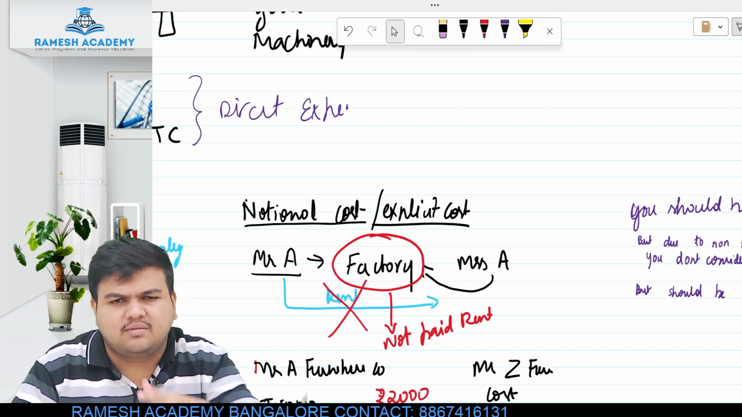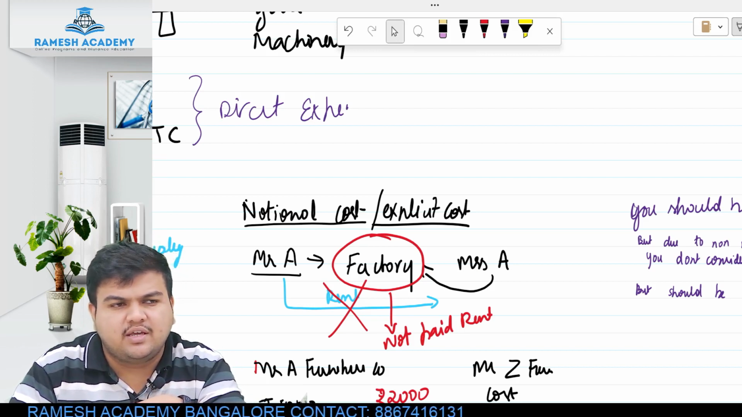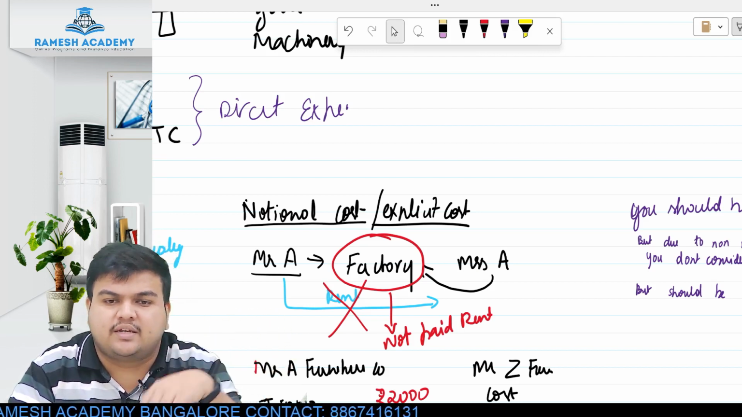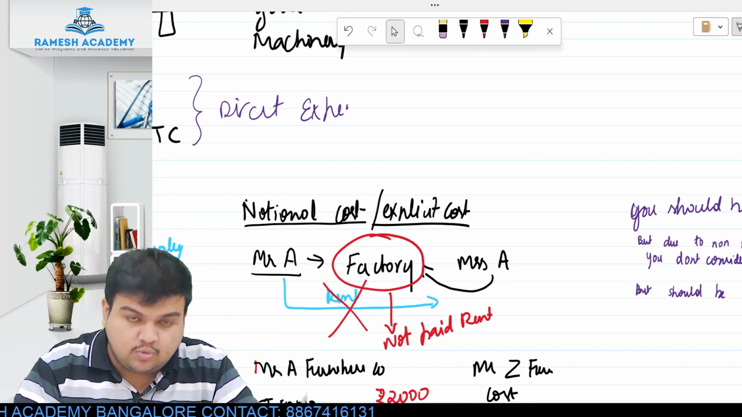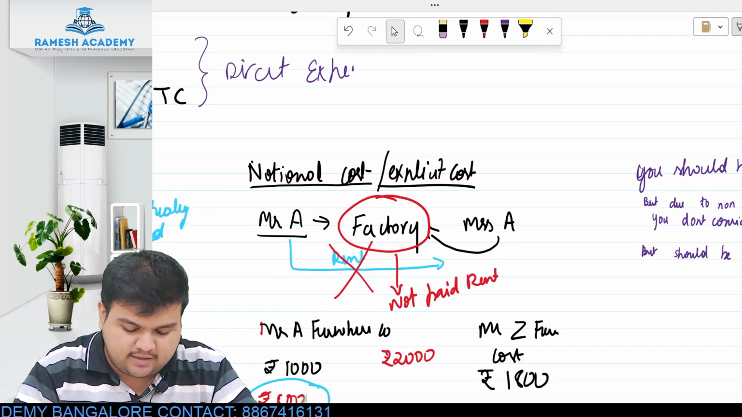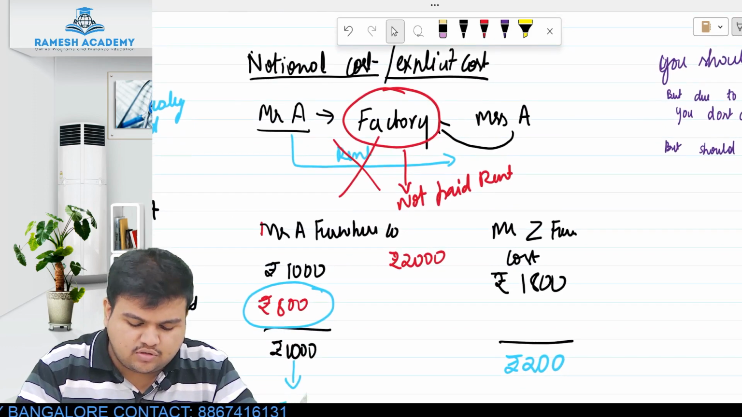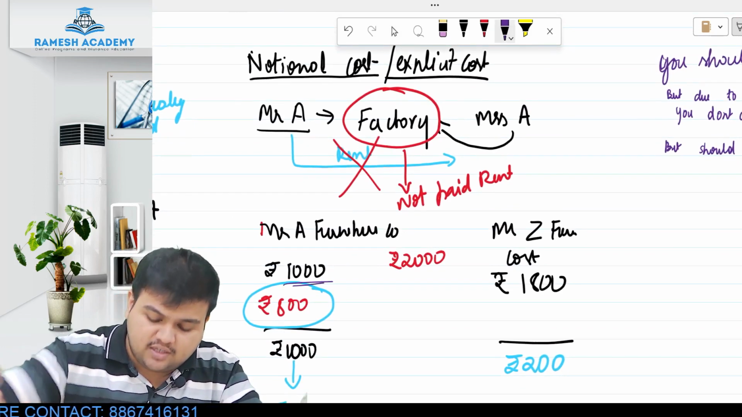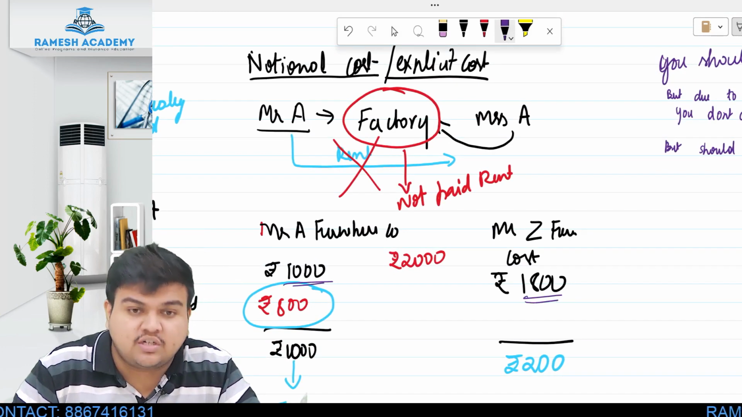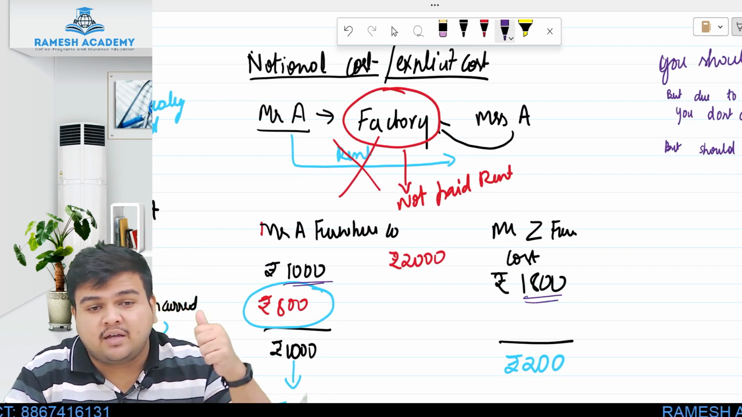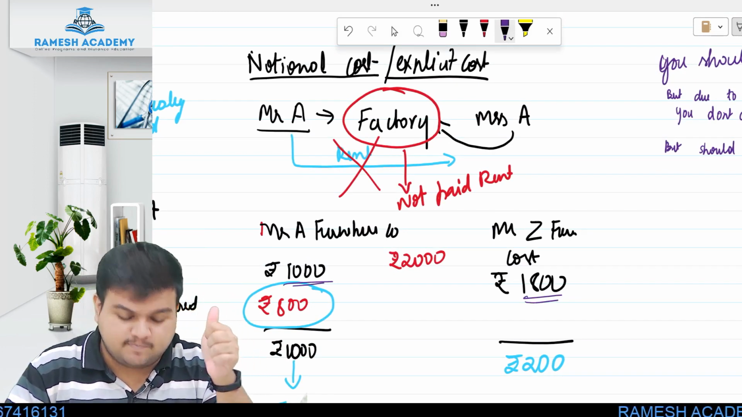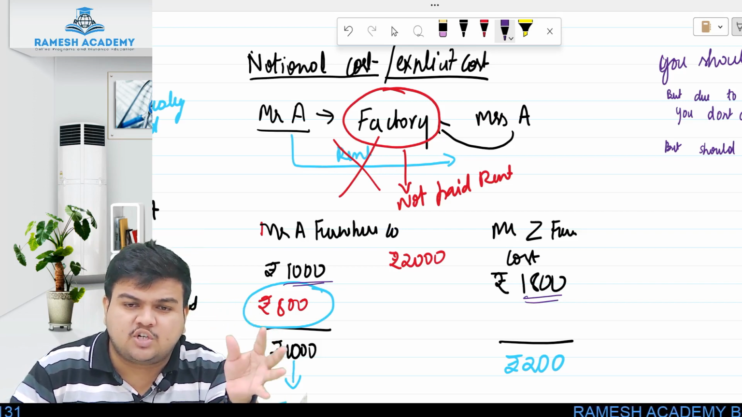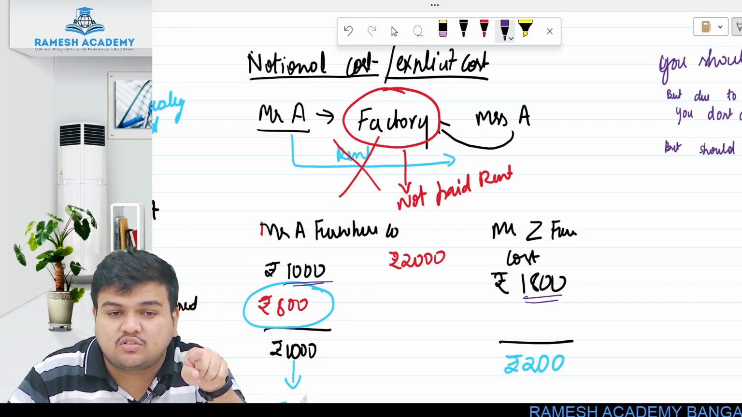As Mrs. A is the wife of Mr. A, she says that you don't pay me any rent. So now Mr. A does not pay any rent, and he is happy because his cost of the furniture is 1000 rupees. Whereas Mr. Z's cost of the furniture is 1800. Mr. A is able to manufacture the whole furniture at 1000 rupees, but Z is incurring a cost of 1800.